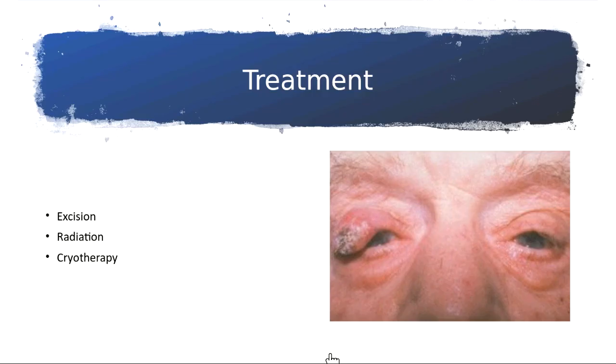Treatment: excision, radiation, cryotherapy. So here we have another plaque-like lesion. So everybody, you're understanding how you're going to approach these lesions, I hope. Any questions before I leave basal cell carcinoma and squamous cell carcinoma, because these are the most common types that are going to be presented to you? Nope. Okay, let's move on.